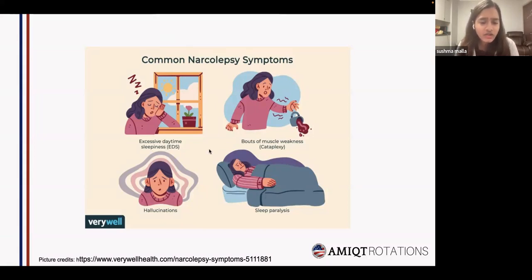Along with this, narcolepsy has other symptoms as well, like restless leg syndrome. We could see them associated with narcolepsy. And one interesting symptom that I can't get out of my mind for some reason, and these symptoms are seen a lot as well.